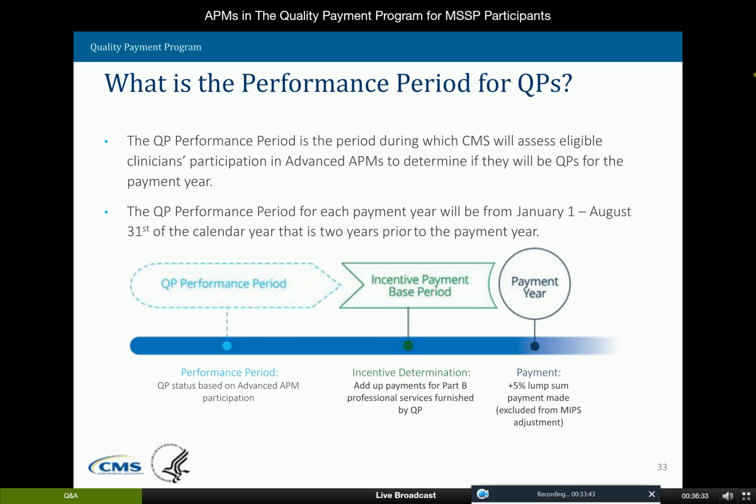So you see that stepwise approach from performance period to calculate that incentive and then make the payment. And then that will repeat every year. So you'll have a 2018 performance period associated with a 2020 payment year.